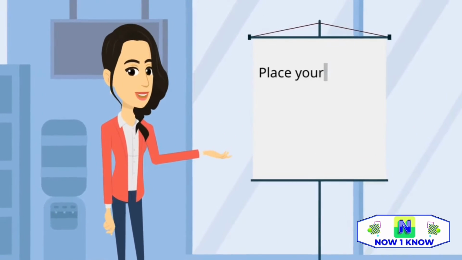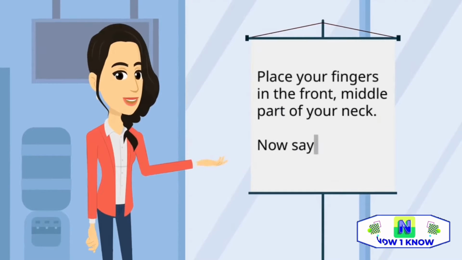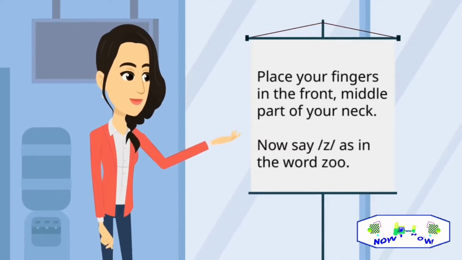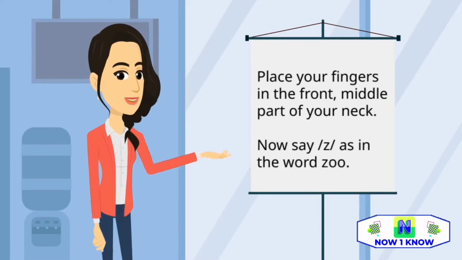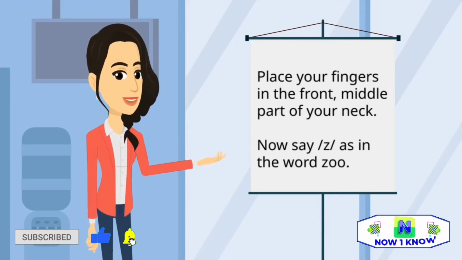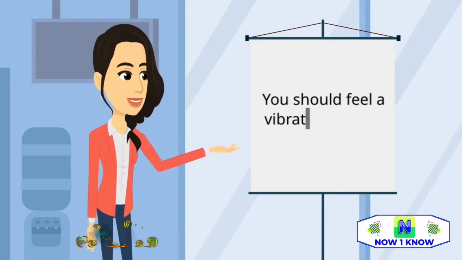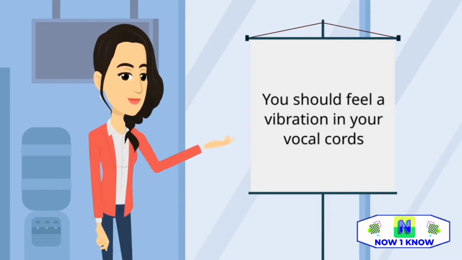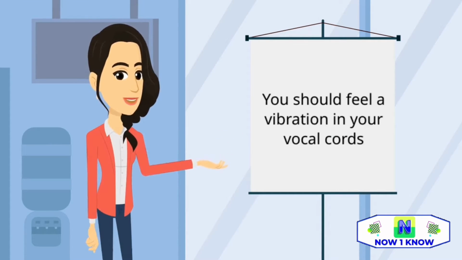Let's learn how to distinguish between a voiced and a voiceless consonant. Place your fingers in the front middle part of your neck. Now say z, as in the word zoo. Now, let's make it longer. Z. You should feel a vibration in your vocal cords. This is how you know that the z sound is voiced.